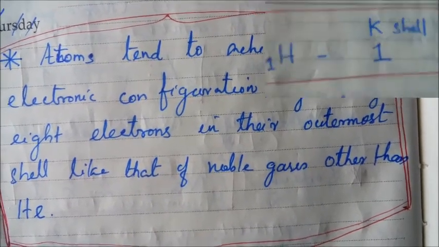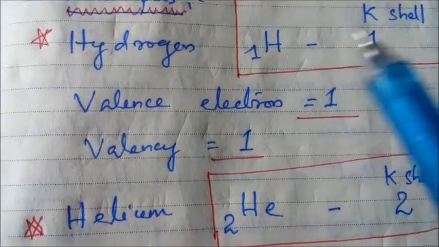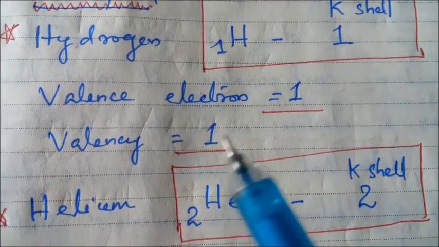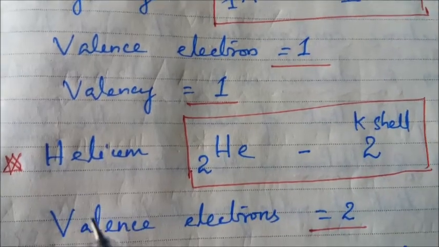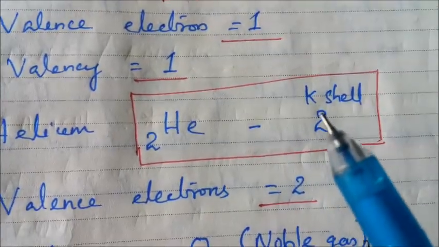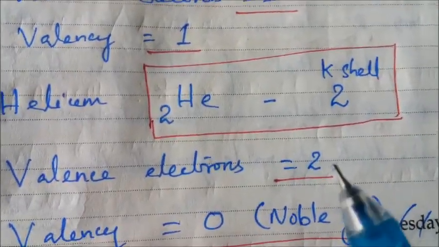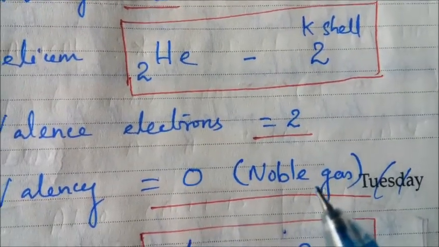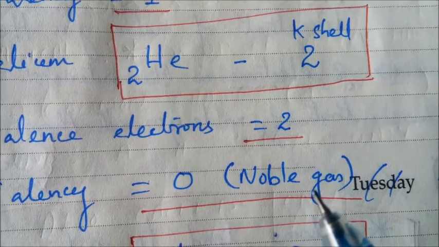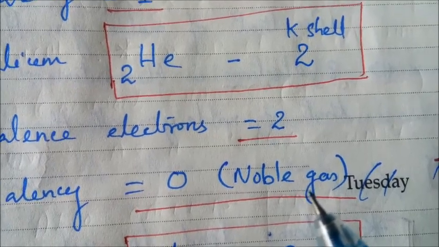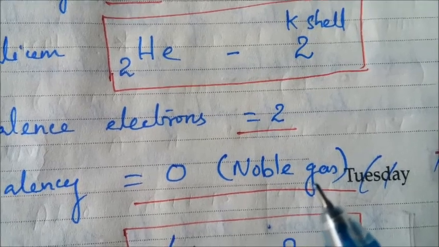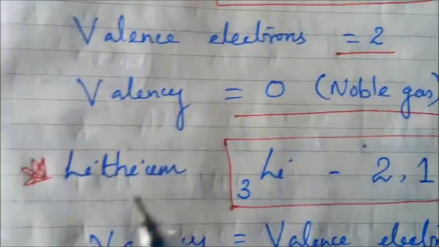then we call it octet nature or octet configuration. Examples: hydrogen, atomic number 1, only 1 electron in K shell, so valency 1, valence electron 1. Helium, atomic number 2, 2 electrons in K shell, valence electrons 2, valency 0. It's a noble gas. It neither accepts electron nor loses electron, so valency 0.